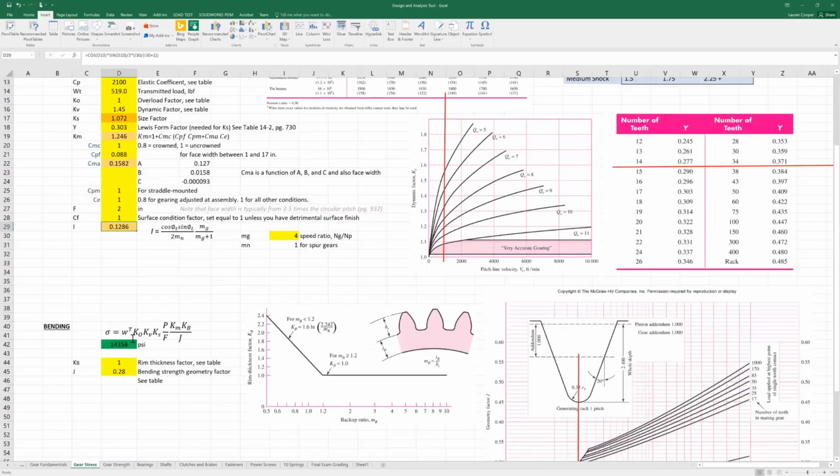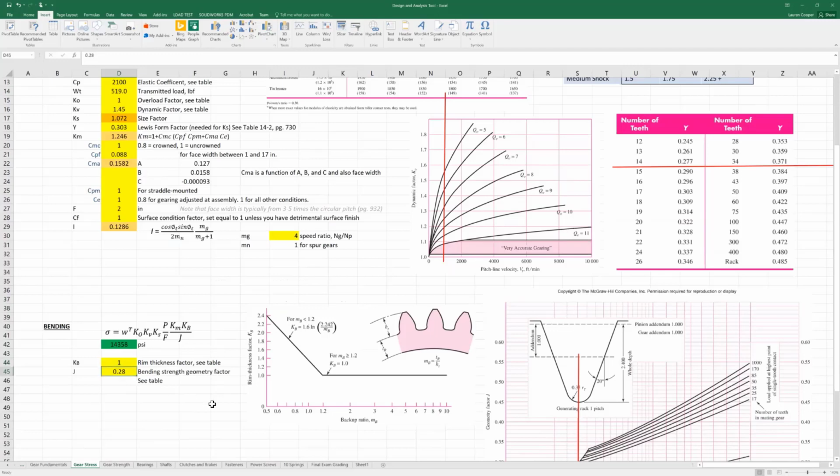Bending stress. So the only new factors here are KB, rim thickness factor, so you'd use this table. For the most part, we'll be doing gears that don't have a thin rim, but you never know, you might see something on the midterm or the final where you have a thin rim gear. So make sure that you have access to this table. You don't have to look it up last minute in the book or anything.